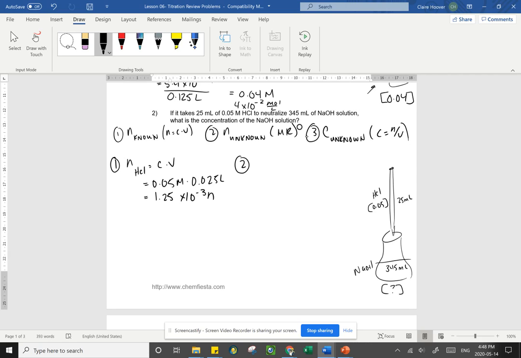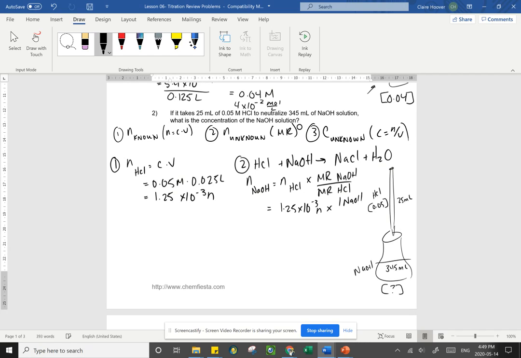Our second step, we need to convert it, so we need our balanced chemical equation. This is the same chemical equation as before, we just used it. And luckily for us, it's a 1-to-1 mole ratio, so it's going to be the same. I'll still show my work so my teacher knows where I'm getting it from. So I'm converting using my mole ratios: 1.25 times 10 to the -3. It's 1 NaOH for 1 HCl, which is going to give me the same number.